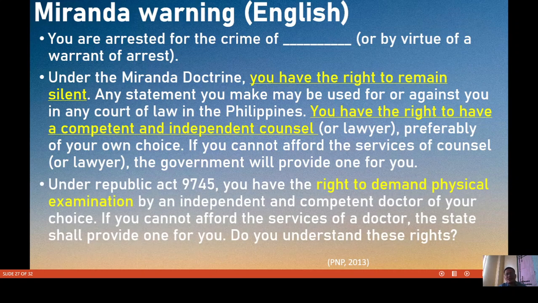Then there are additional statements in the Miranda warning because of the anti-torture law. Under Republic Act 9745, you have the right to demand physical examination by an independent and competent doctor of your choice. Because after the arrest, the arrested person shall be subjected to a medical examination under Republic Act number 9745 or the anti-torture law, if I'm not mistaken. If you cannot afford the services of the doctor, the state shall provide one for you. Then you must ask the question, do you understand these rights? He must affirm that he understands it.